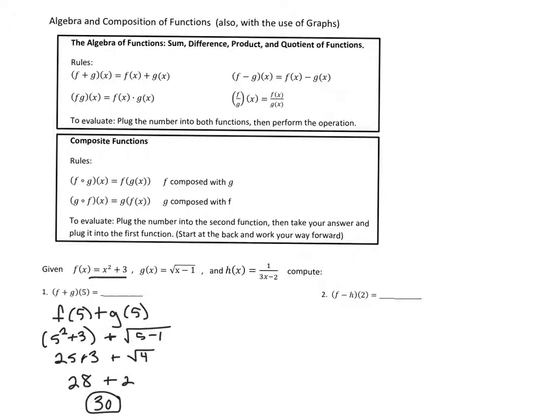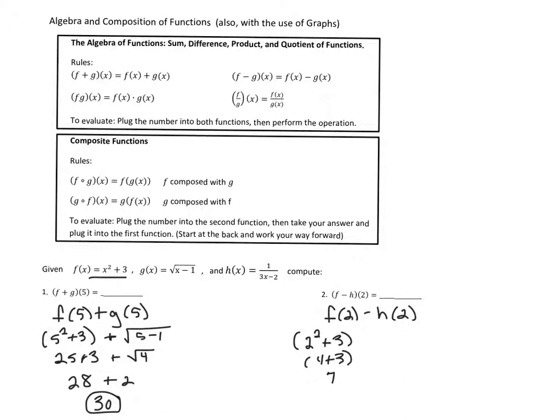So example 2 is very similar, except we are subtracting f minus h of 2. So let's rewrite it. F of 2 minus h of 2. Let's first find f of 2. If we remember, f of x is x squared plus 3. Therefore, plugging 2 in, we get 2 squared plus 3. That gives us 4 plus 3, which is 7.